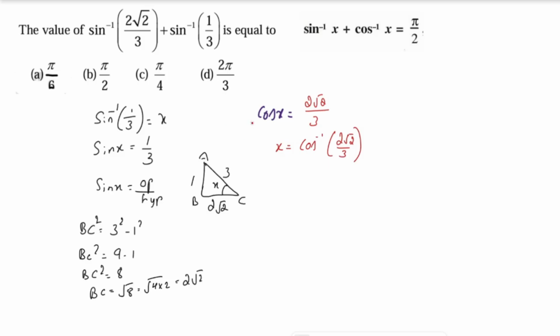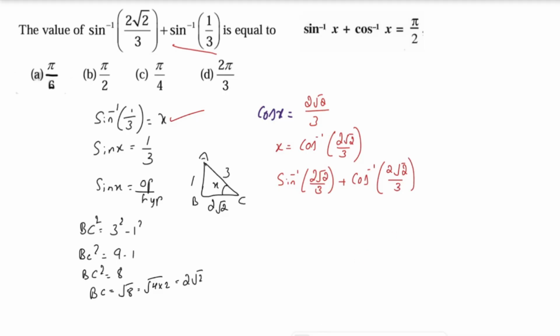Now let us replace this in place of sin inverse 1 by 3. So in place of sin inverse 1 by 3, we can replace cos inverse of 2 root 2 by 3. So the given equation becomes sin inverse of 2 root 2 by 3 plus, in place of sin inverse 1 by 3, cos inverse of 2 root 2 by 3.